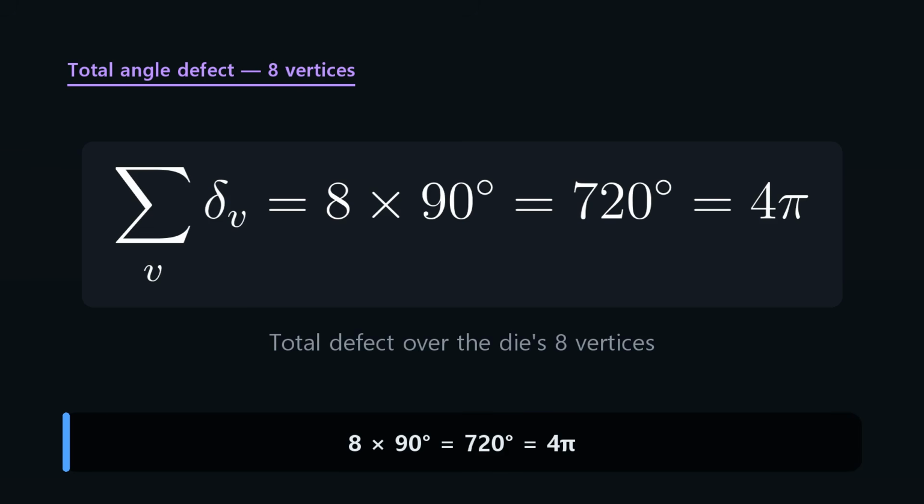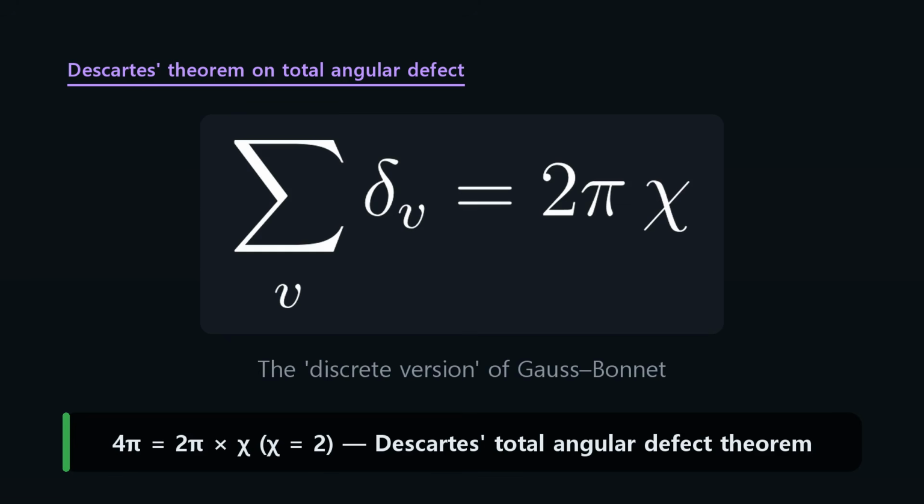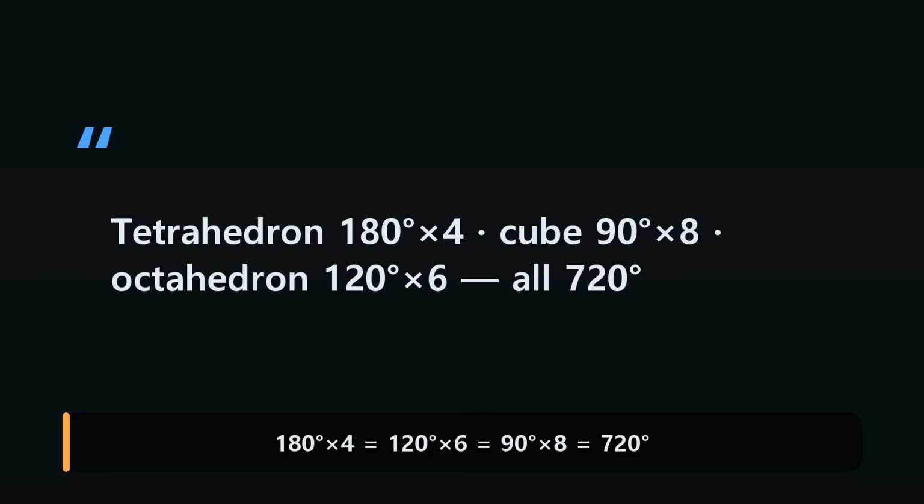Add up the defects of all 8 vertices and you get 720 degrees, exactly 4 pi. And 4 pi is just 2 pi times chi. That's Descartes' theorem on total angular defect. The tetrahedron, 180 degrees at each of 4 vertices. The octahedron, 120 degrees at each of 6. Again, 720 degrees in total.